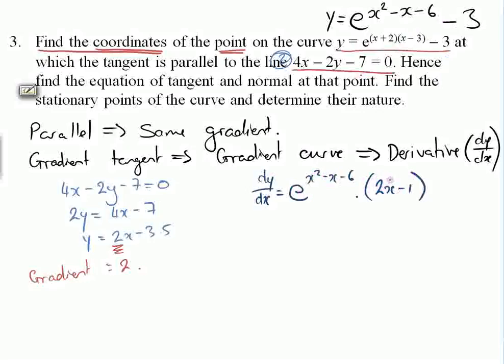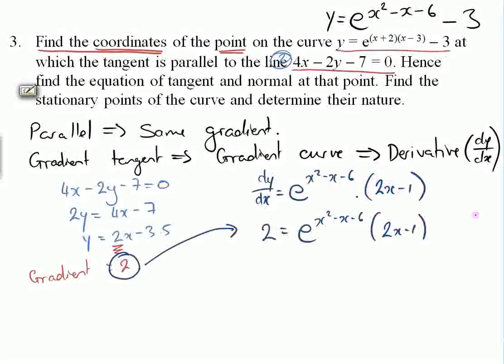So we've got to find the point where this derivative equals 2. Why 2, you ask? Because of this over here. So we've got to find where 2 equals e to the x squared minus x minus 6, all times 2x minus 1. So if you can remember that for a moment, what are we going to do?